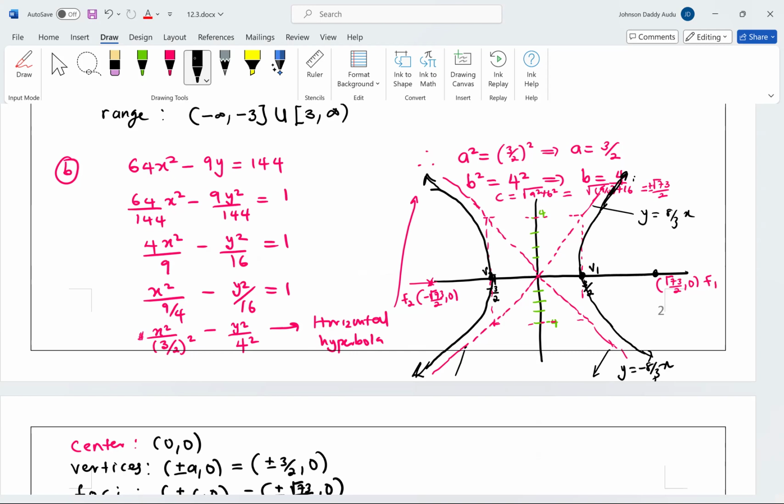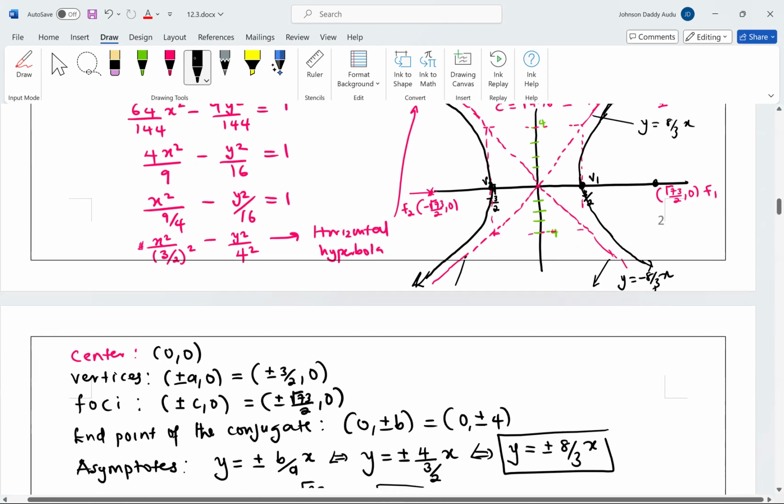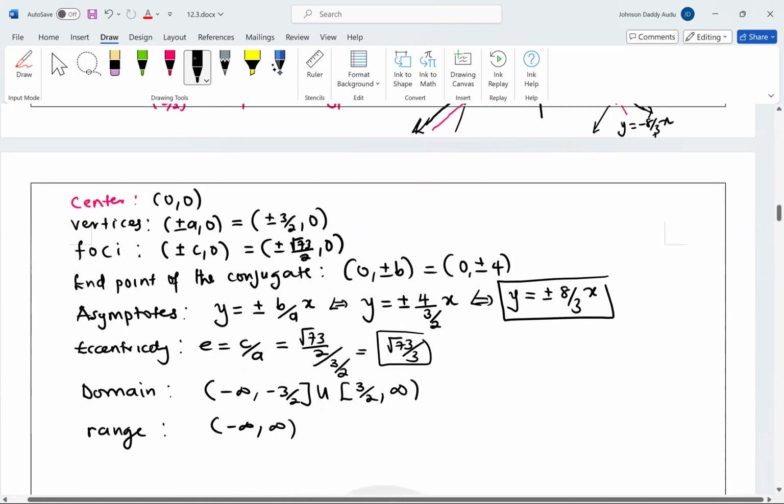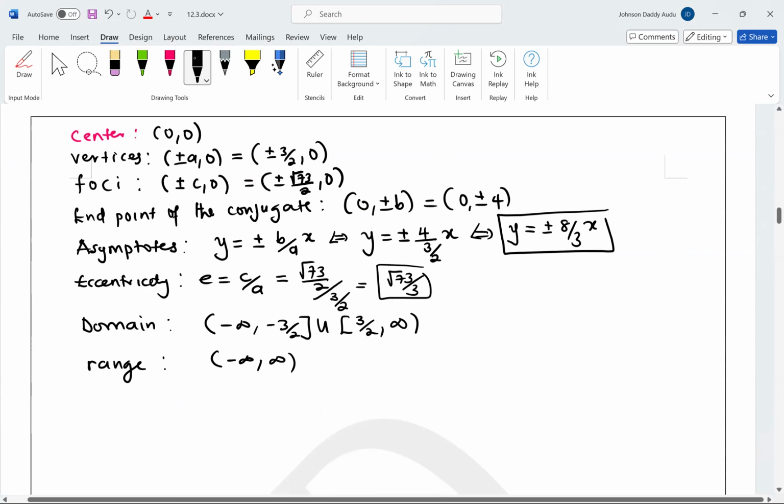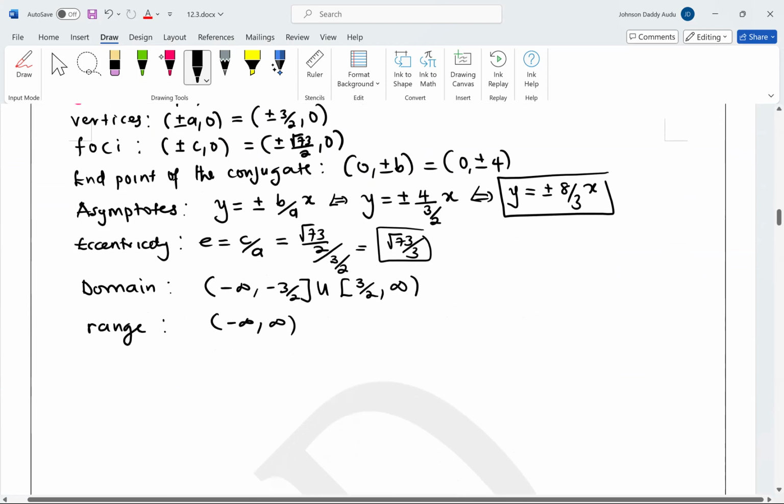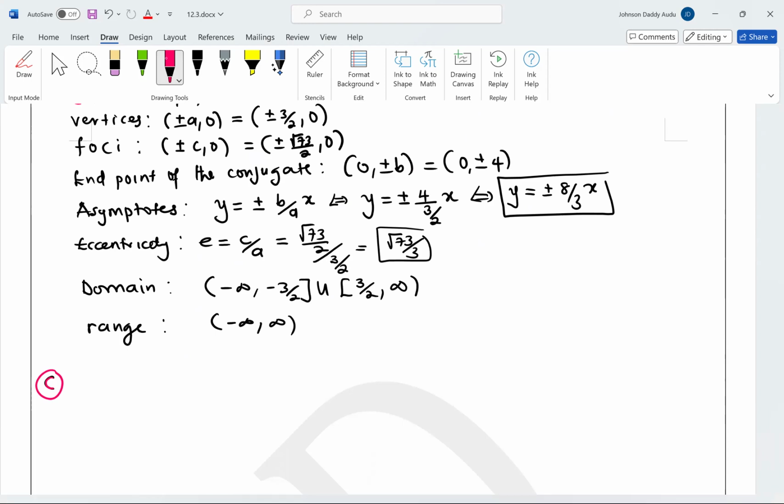But if you look at the x-axis, that is where there's the change, right? Because the domain cannot be minus infinity to infinity, because between minus 3 over 2 and 3 over 2, you can see there is no black curve, right? So the hyperbola is not there. It's like an empty space. So I think that is it for this one. Then we go to the last one, which is C.